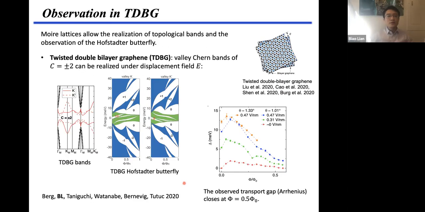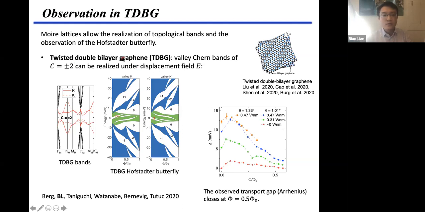Experimentally, this has recently been observed in the system of twisted double bilayer graphene, where one could realize Chern bands of Chern number ±2 under a displacement field E.